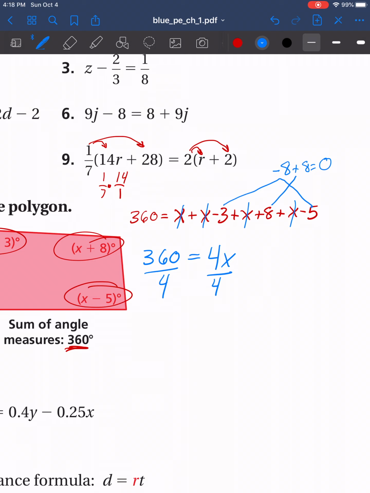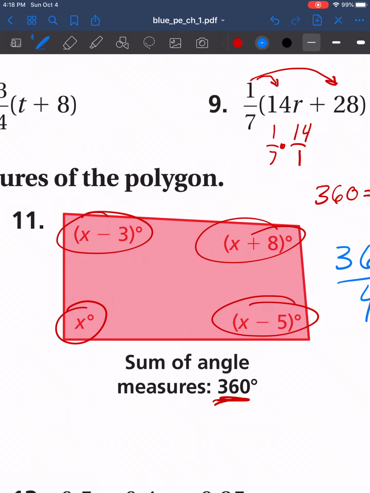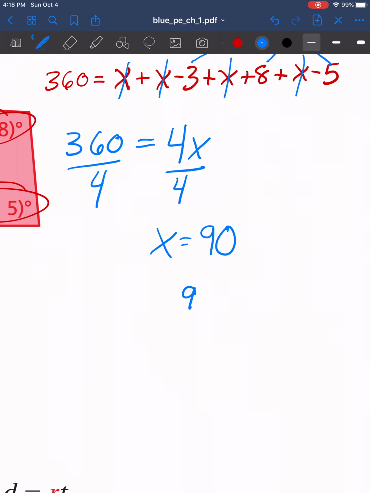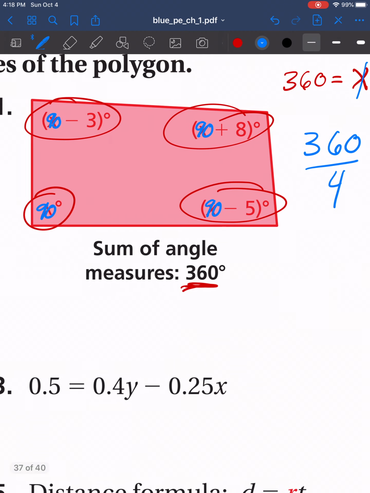360 divided by 4 equals 90. Okay, so x equals 90. Now that's only part of our answer. Now we have to plug in 90 for each of these x's and solve all of the angles, okay? So one of our angles is going to be 90 degrees because that's just x.